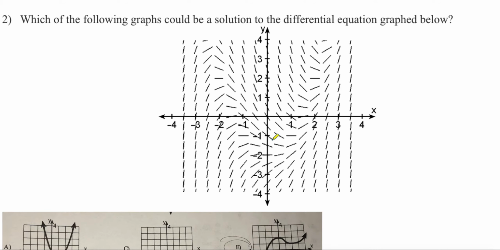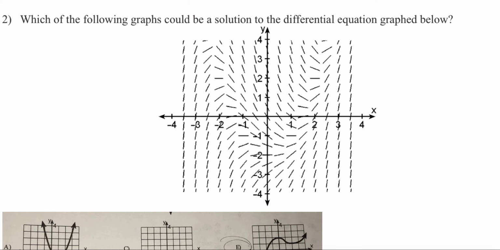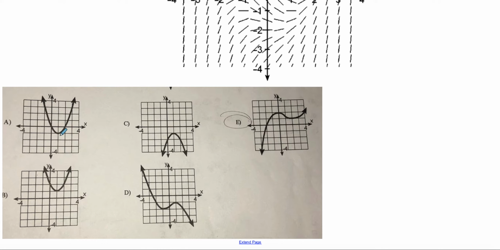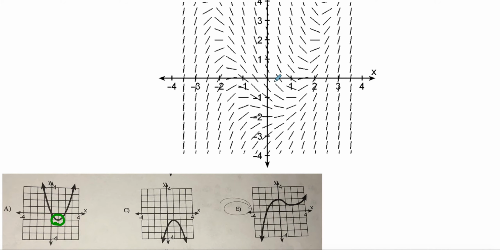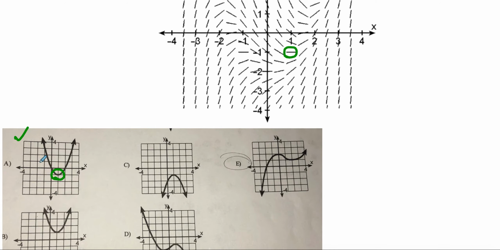Now let's look at the second question here. Which of the following graphs could be the solution for the differential equation graph below? As I have done earlier, I like to look at the horizontal slope. In choice A, I see that horizontal slope is right over here, at 1, negative 1. Oh, it matches. So that's a good sign for us. And then overall, the shape goes up in both ways, like a parabola going up this way and up that way. So choice A seems to be a very strong candidate.